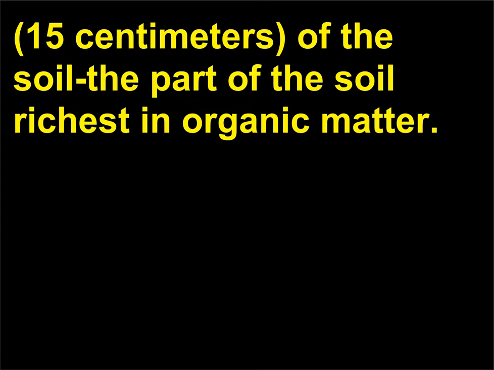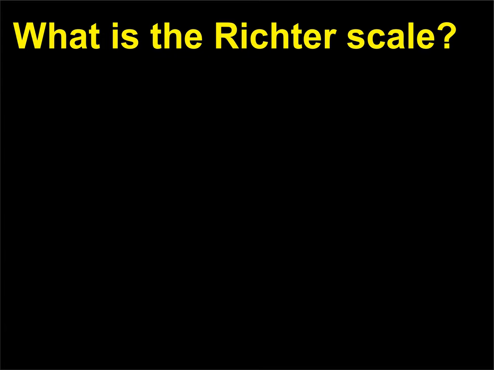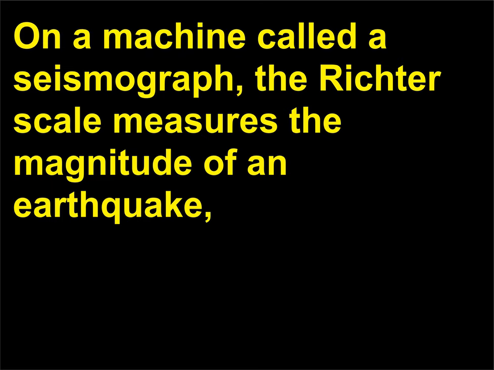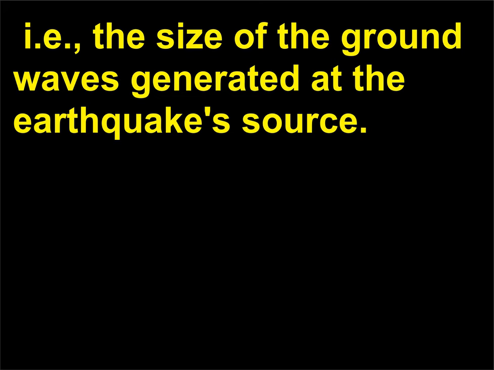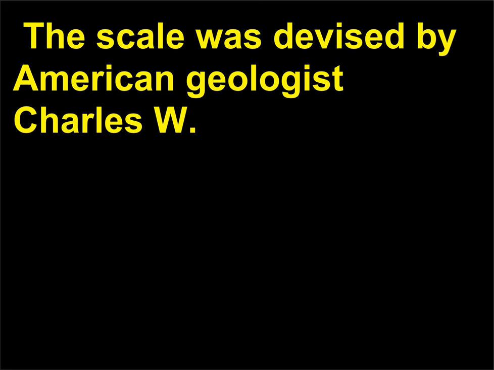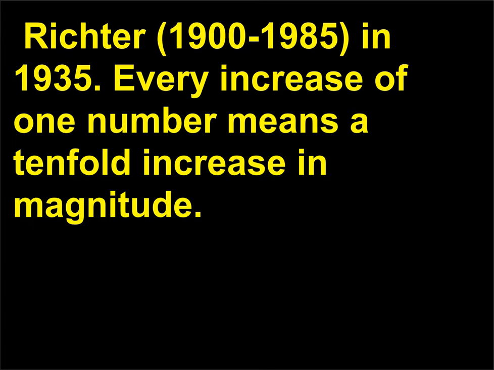What is the Richter scale? On a machine called a seismograph, the Richter scale measures the magnitude of an earthquake, i.e., the size of the ground waves generated at the earthquake's source. The scale was devised by American geologist Charles W. Richter (1900-1985) in 1935. Every increase of one number means a tenfold increase in magnitude.